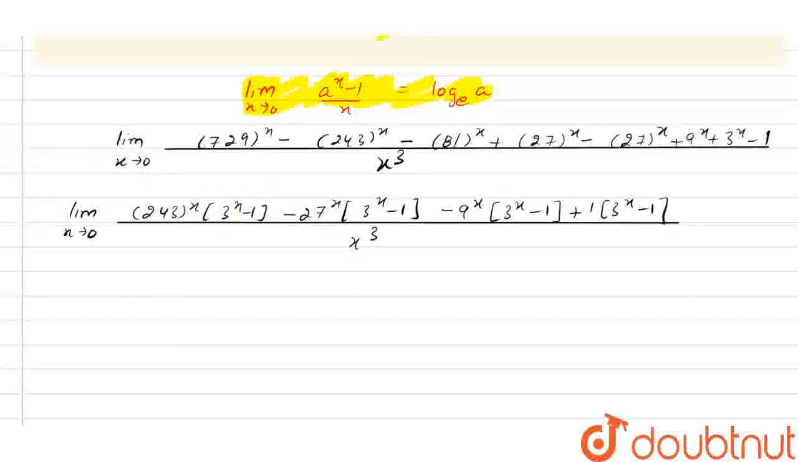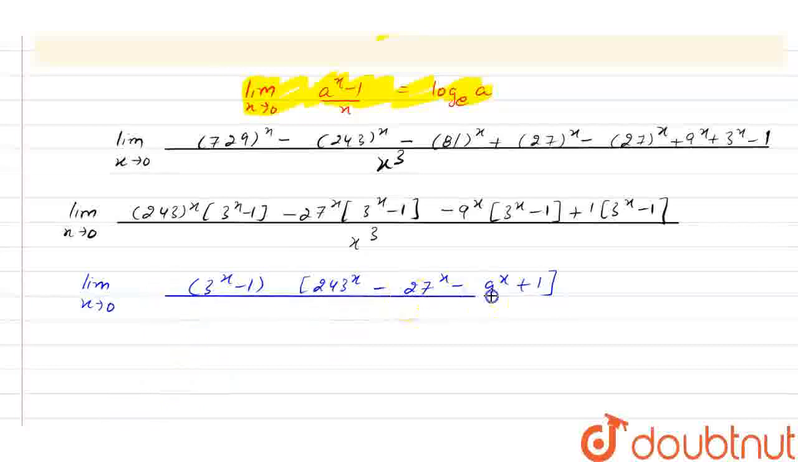So now we can write our limit x tends to 0. We have 3 raised to power x minus 1 into (243 raised to power x minus 27 raised to power x minus 9 raised to power x plus 1). So that will be divided by x raised to power 3.